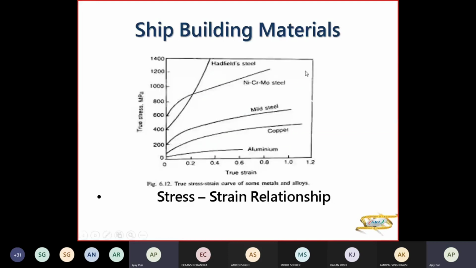Now you have the stress strain relationship of various metals. This is aluminum, copper, mild steel, and nickel, chromium, molybdenum steel. And this is Hadfield steel, which is used for your helmets. In this steel, even if you put too much stress, the strain will not be much. The fracture occurs only after too much strain. So this one is ideally used for helmets. This is Hadfield steel.